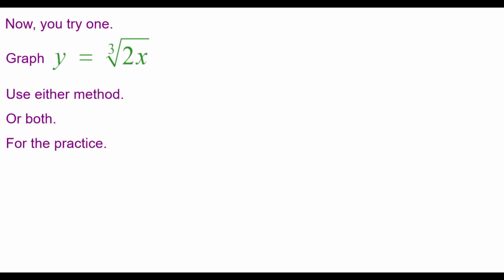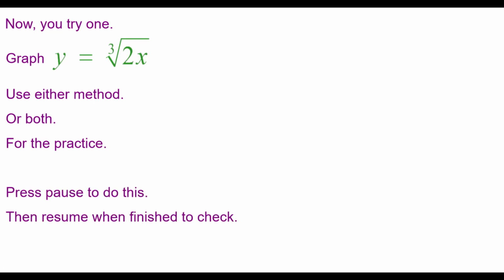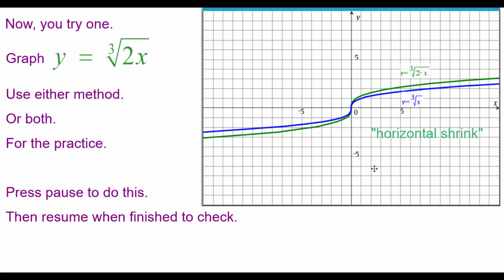Now you try one. Graph y equals the cube root of the quantity 2x. Use either method or both for the practice. Press pause to do this and resume when you're finished to check your answer. And here is your answer. The green is a horizontal shrink from the blue.